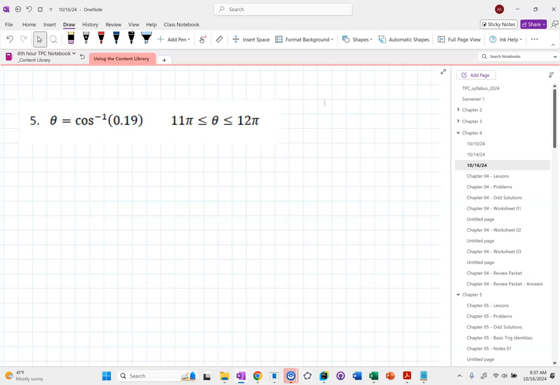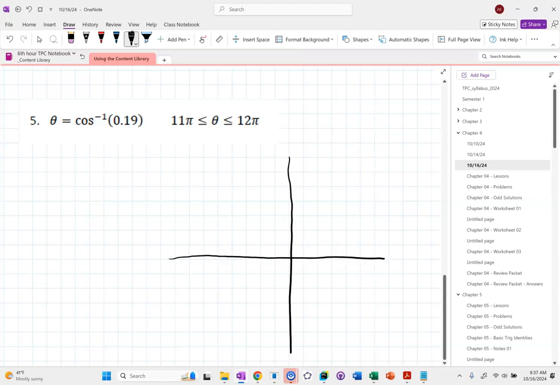Is this a calculator problem or a unit circle problem? Calculator, how could you tell? 0.19, right? It's a decimal. Everybody's cool? All right, so we'll start by drawing our picture. And I'll start by labeling my axes. When I do my labeling, should I be going clockwise or counterclockwise? Counterclockwise, good. Why? Right. I know theta's in between two positive numbers, so it has to be positive.